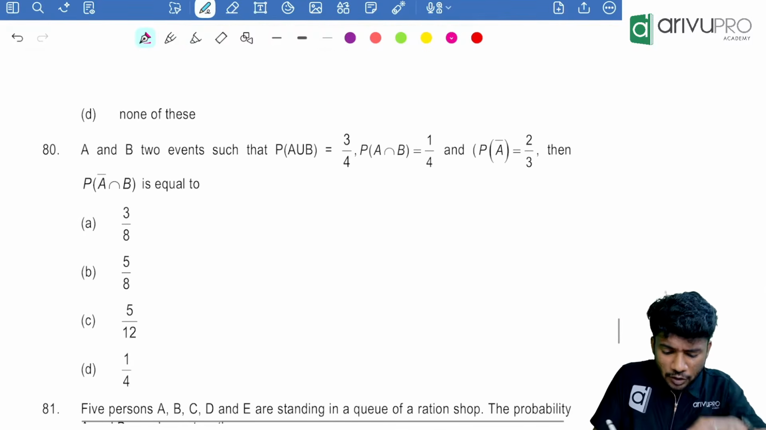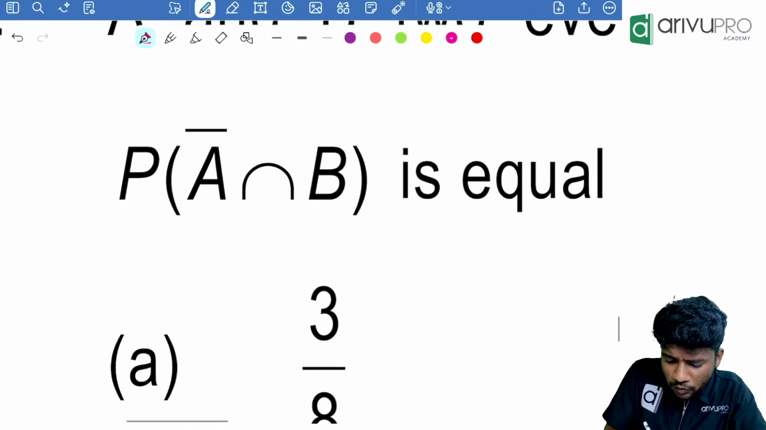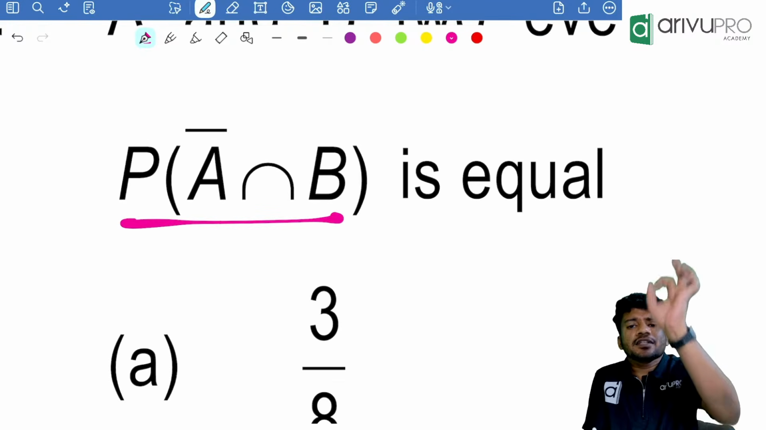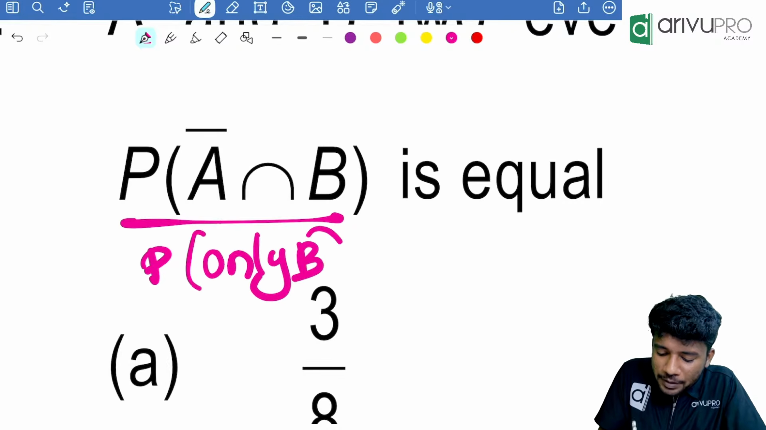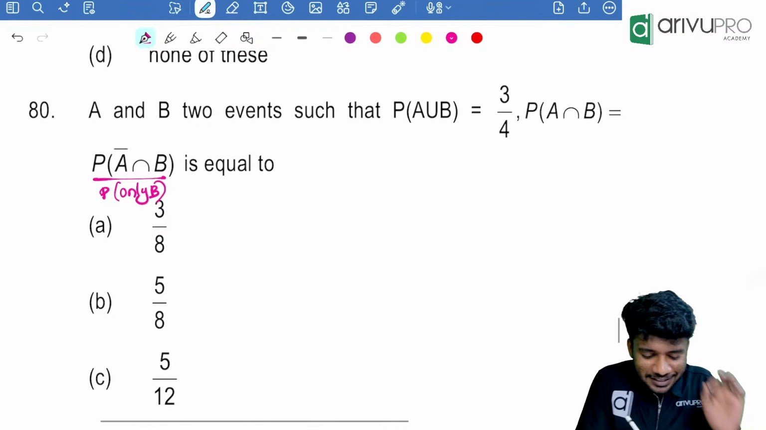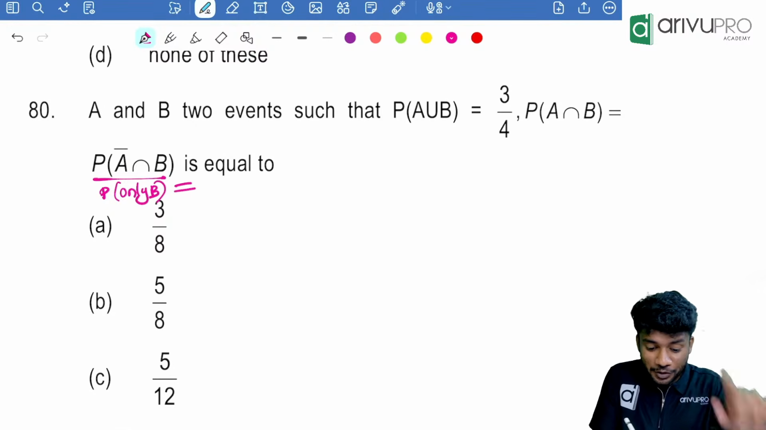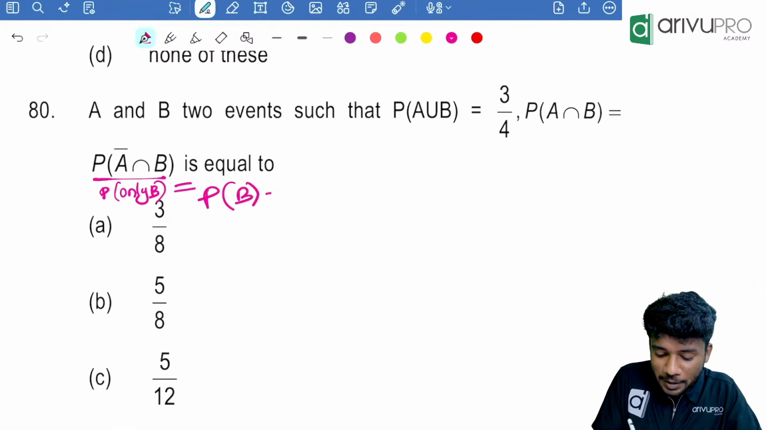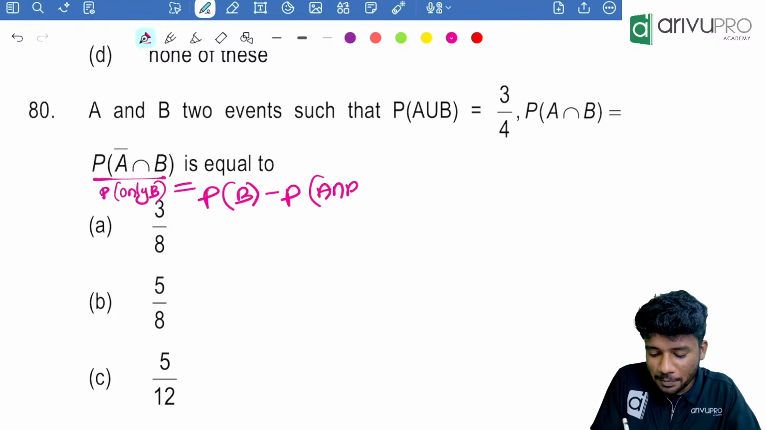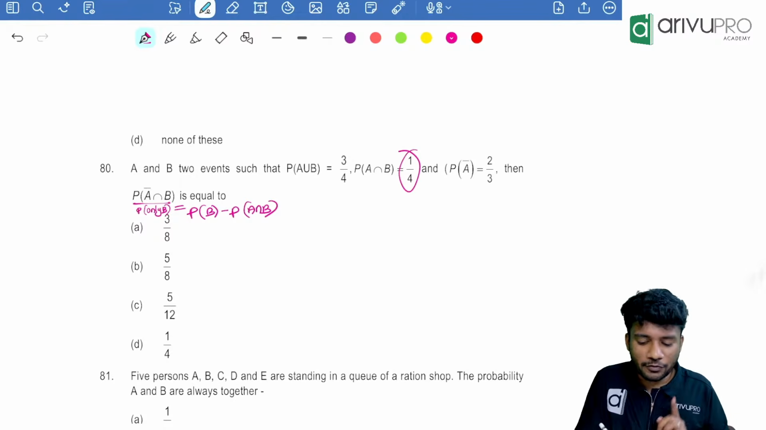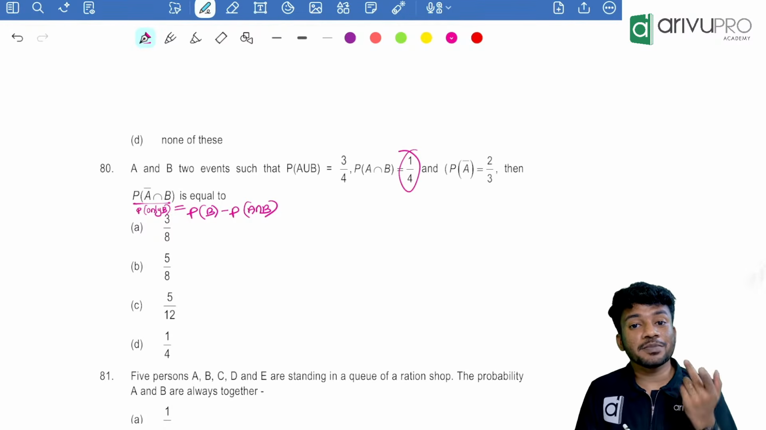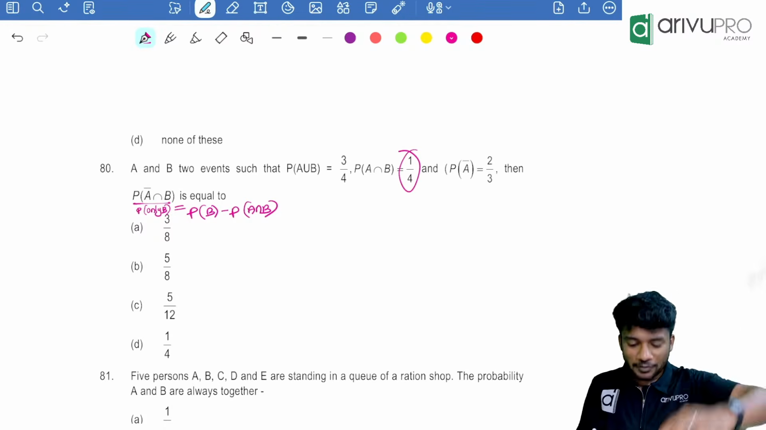Another easy question. If you have a closer look over here, A complement intersection B means they are asking for P of only B. Okay, whenever they are asking for P of only B, what is the shortcut? Do you remember? You can write it as P of B minus P of A intersection B. First of all, do you have the value of A intersection B? Yes, that is 1 by 4. But do you have the value of P of B? No. We need to find it from our general formula.